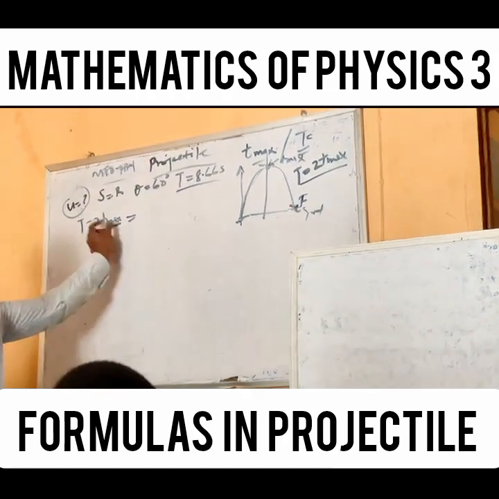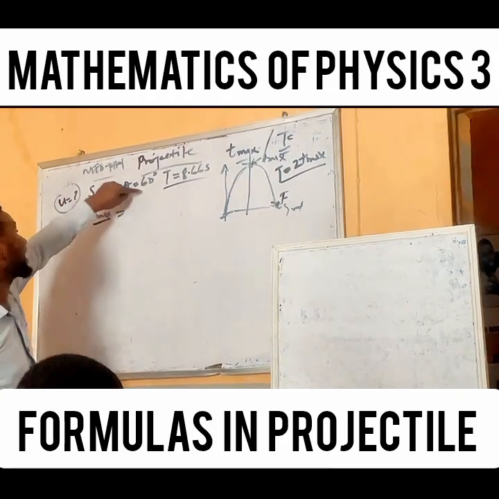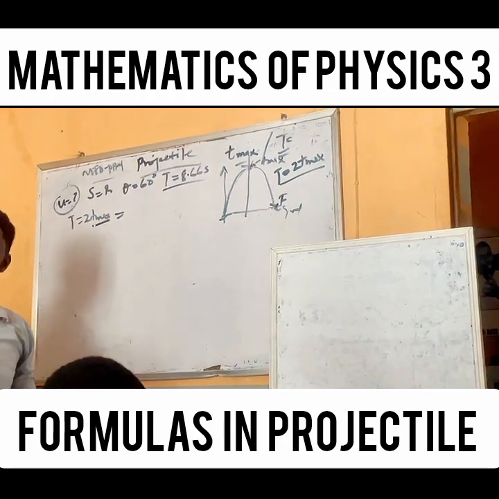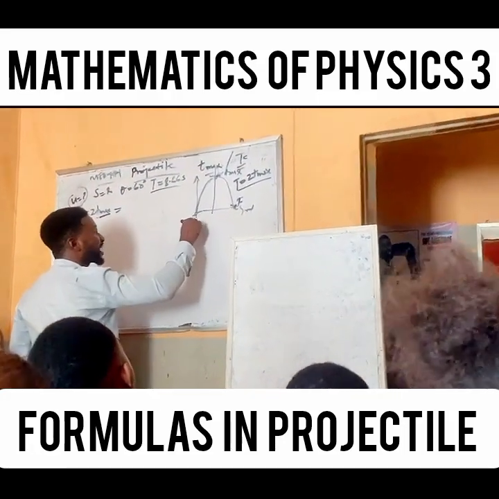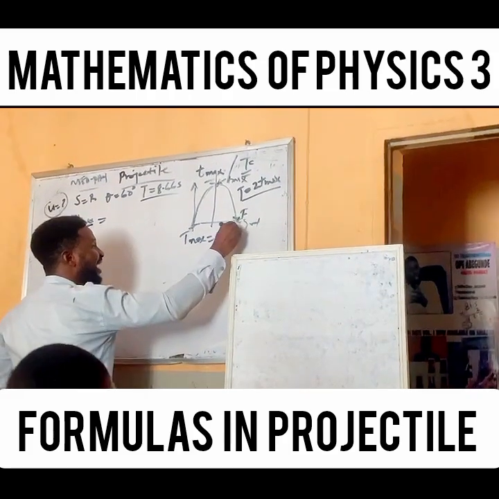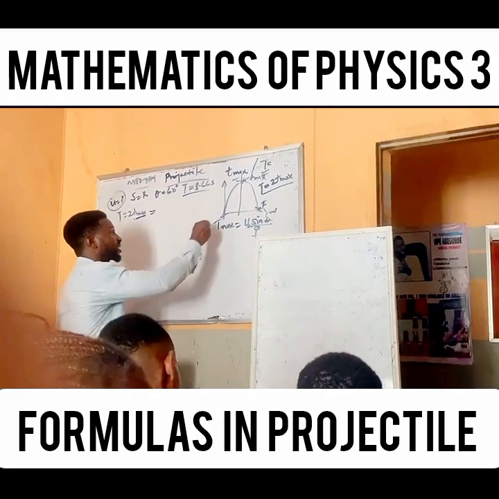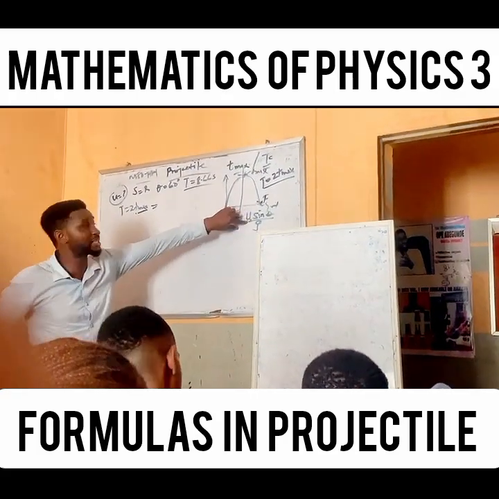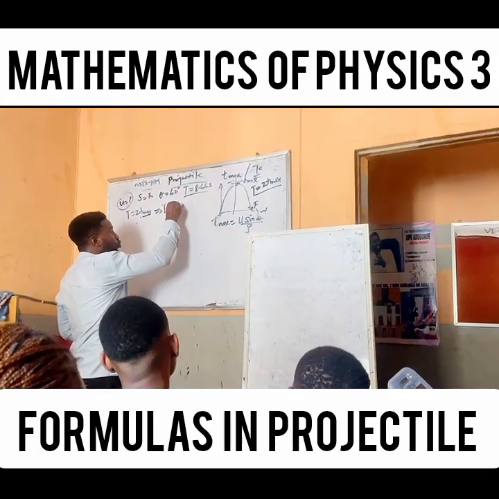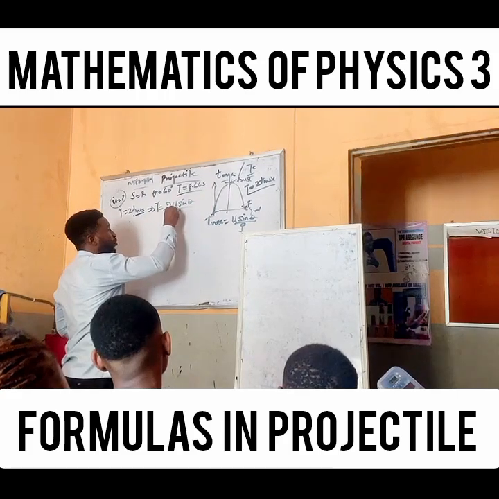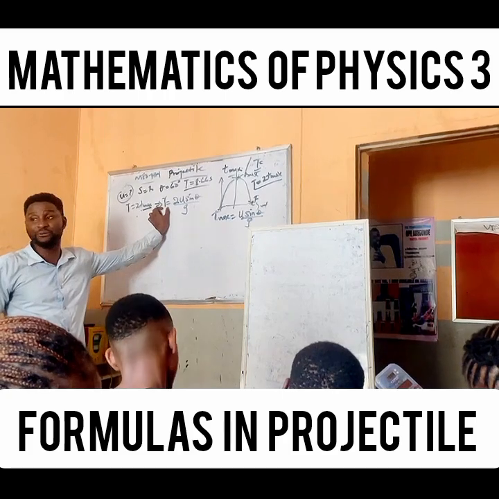In this question, you look at the items you were given. Were we given T max? No. But there are some ingredients here that will help us to get T max, because T max has another formula. The formula for T max is U sin theta over G. So if you bring this formula of T max into this equation, small t, time of flight, now becomes 2U sin theta all over G. So this is the formula we are going to use to calculate our time of flight.